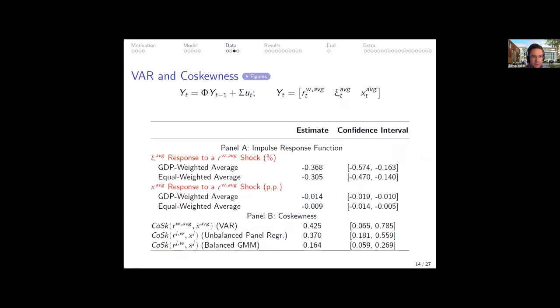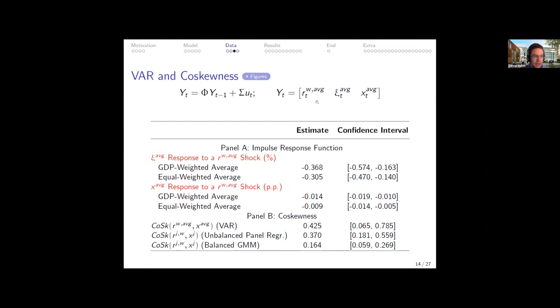So our panel of country-level measurements is unbalanced. So we're going to deal with this by taking a cross-sectional average. And you can think about this average like a representative small open economy. In the future, we do plan to explore cross-country heterogeneity in this VAR framework as well.